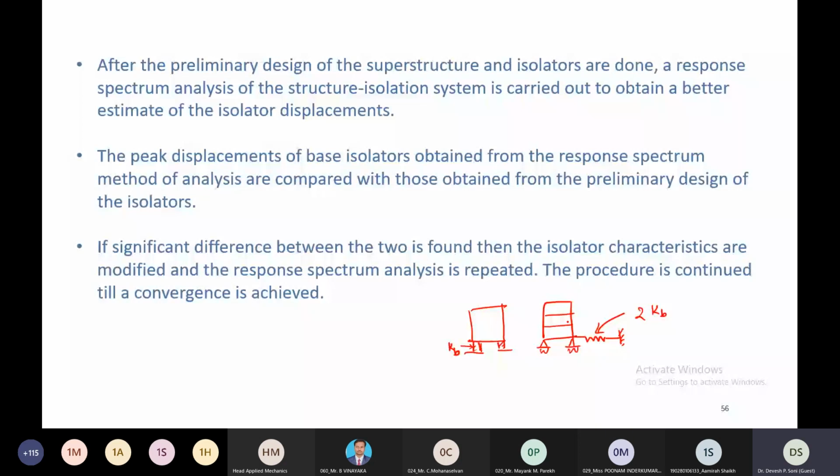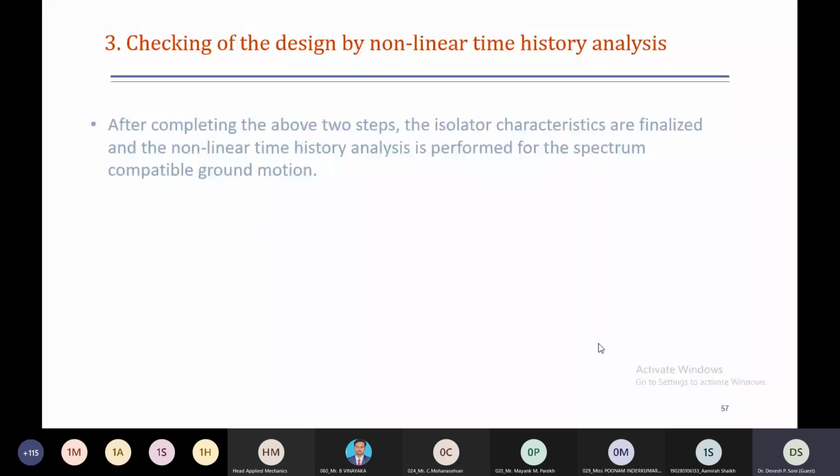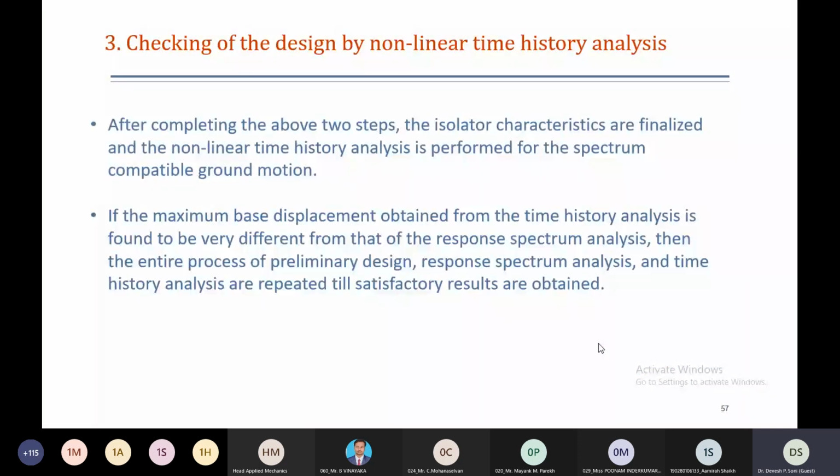In the third step, the designed structure is checked by performing the nonlinear time history analysis. So whatever design we got in the second step is checked by performing nonlinear time history analysis, in which the isolation system is modeled by considering its nonlinear effect. And if the results of the nonlinear time history analysis and response spectrum analysis are close, then the design is okay. Otherwise, the iterative process is carried out till the two results are comparable. Okay. So in this way, the design process is carried out. So this is the third step, checking of design by nonlinear time history analysis.